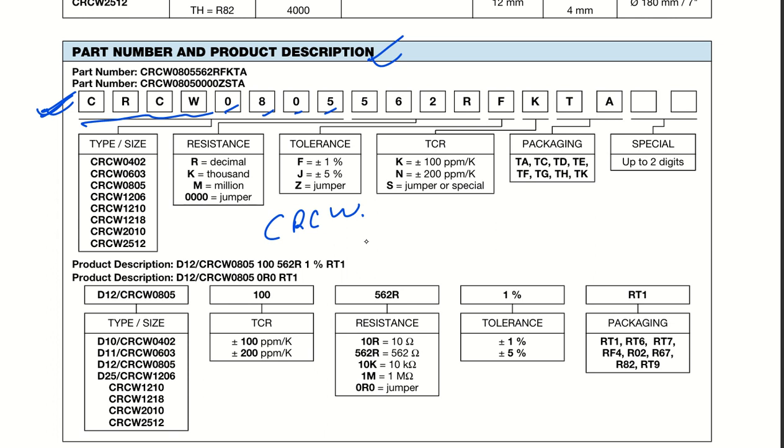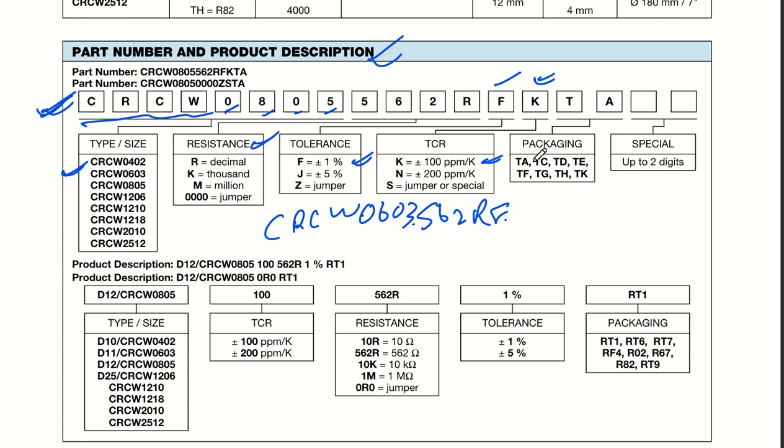You can see CRCW 0402, 0603. I will take 0603. Now we are going to talk about the resistance value. R means decimal, K means thousand, M means million, and four zeros means jumper. So you can see we have 562R. It means 562 ohm. Similar to that, F means plus minus 1%, and then K means plus minus 100 ppm. If it is N, then it will be plus minus 200 ppm. If it is J, then it will become 5%. That's the understanding.